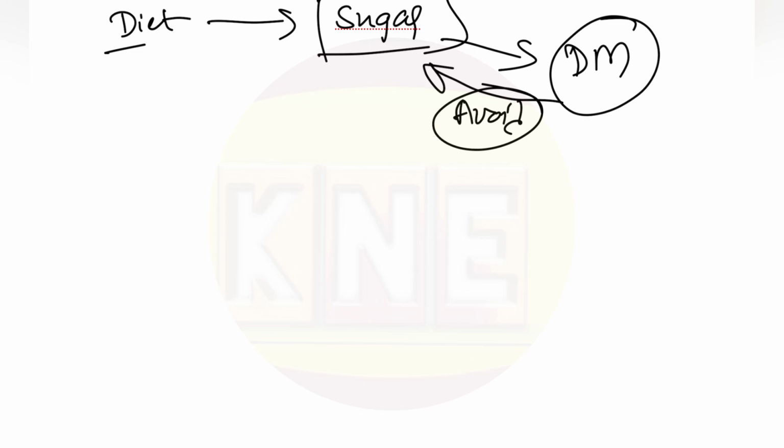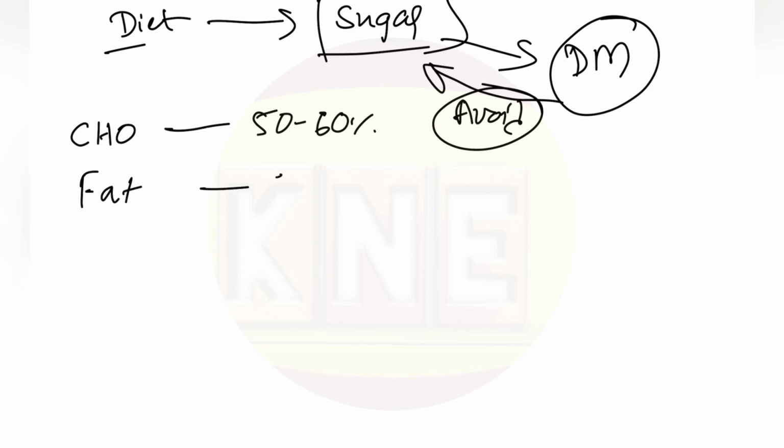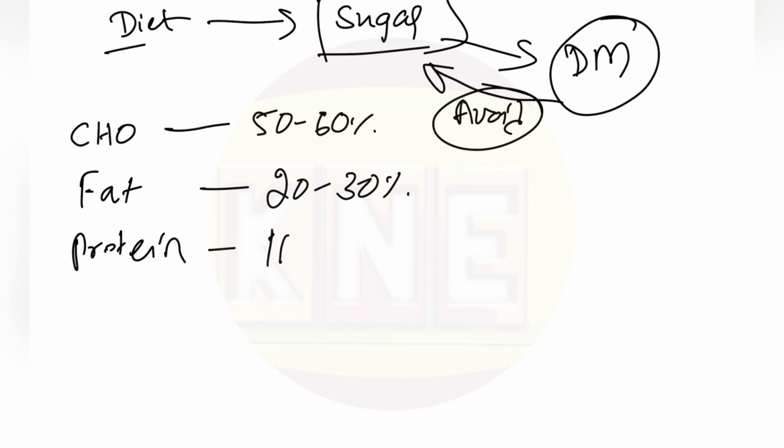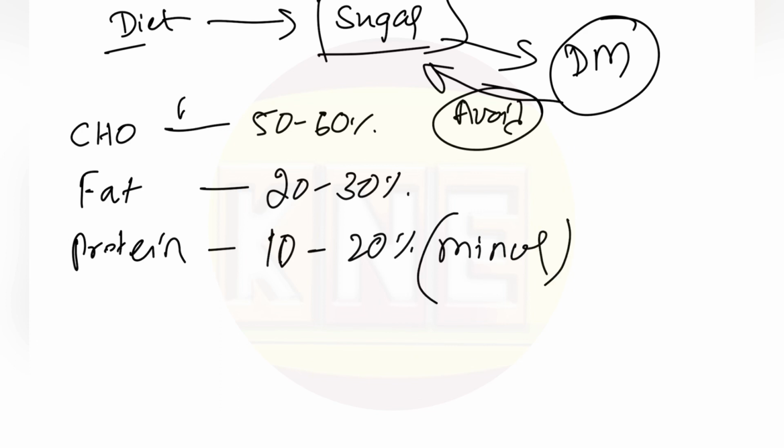So how much carbohydrate should you give? 50-60%. And fat, 20-30%. And protein is the minor one, you have to give 10-20%. Okay, so this is the minor diet and this is the major diet.